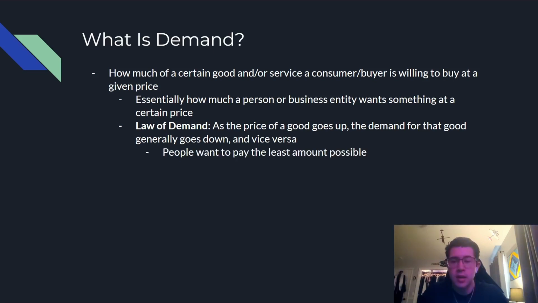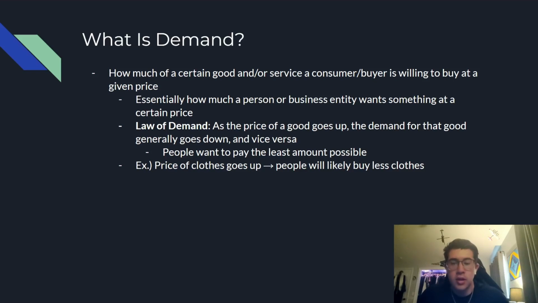Now, why is this? It's because people want to pay the least amount possible, right? So if you see a shirt for $60, you're going to say, wow, that's very expensive. Now, if the shirt is $10, you're going to say, well, that's a great deal. I'm going to buy the shirt, right? So as the price of a good goes down, people are going to want to buy more. As the price of a good goes up, people are going to want to buy less. So essentially, that's all it is. Like I said, price of clothes goes up, people will probably buy less clothes. Price of clothes goes down, people will probably buy more clothes.